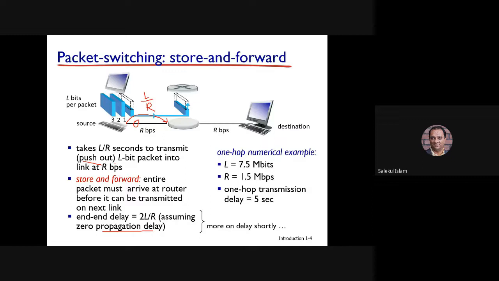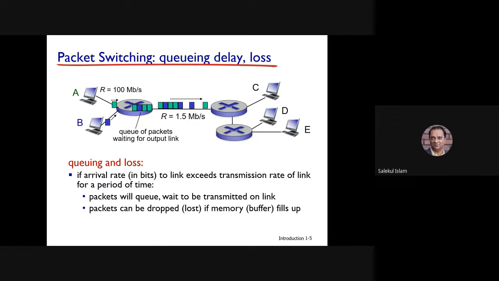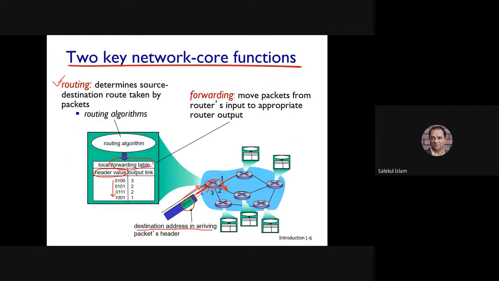Okay, as if you are physically putting those beads on the wire. But in reality you are generating some signals. So forwarding means moving packets from the router's input to the appropriate router output. These inputs are known as incoming path, and the outputs are known as outgoing path. Normally in networking we say incoming interface and outgoing interface.